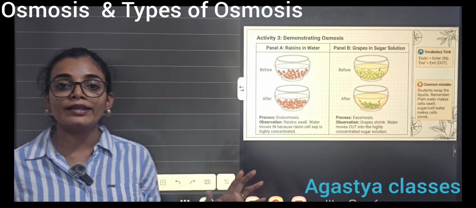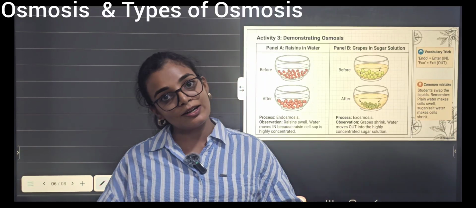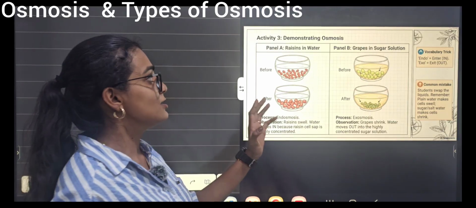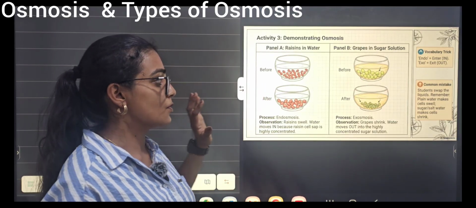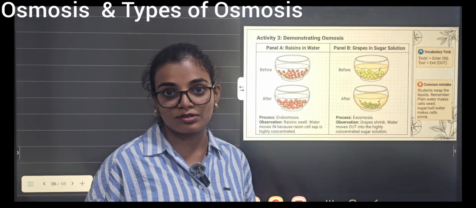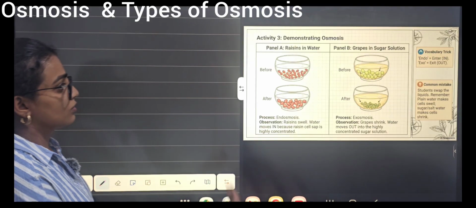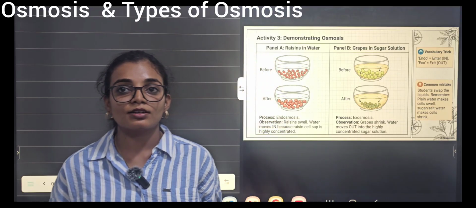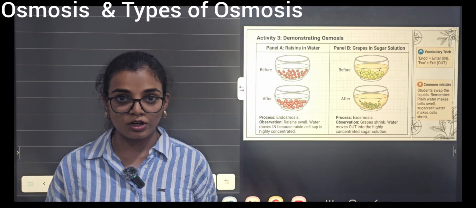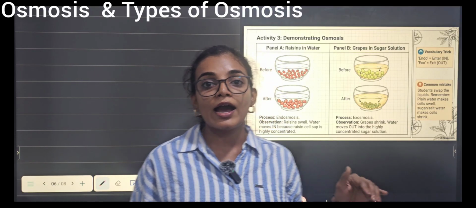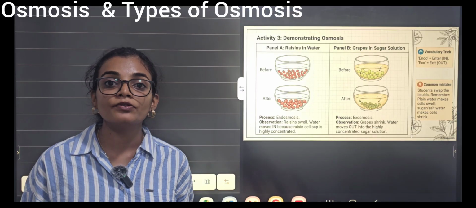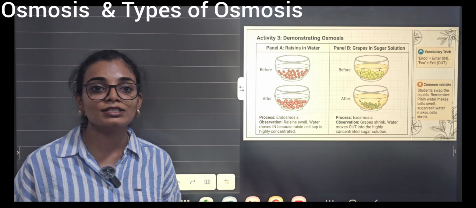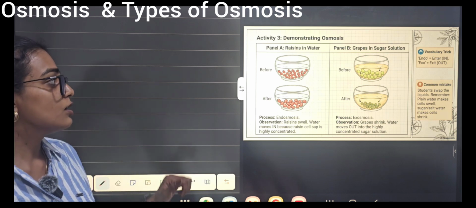Let's move on to a very important, bit confusing and very interesting topic, that is osmosis and types of osmosis. You remember that osmosis is the movement of water molecules from the region of high water concentration to the region of low water concentration through a semi permeable membrane. I guess you remember this definition of osmosis.